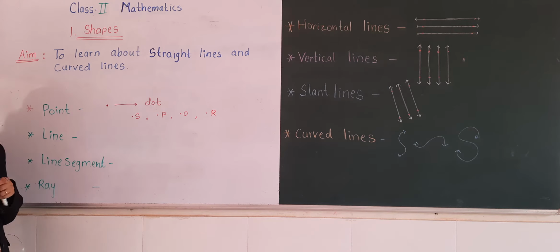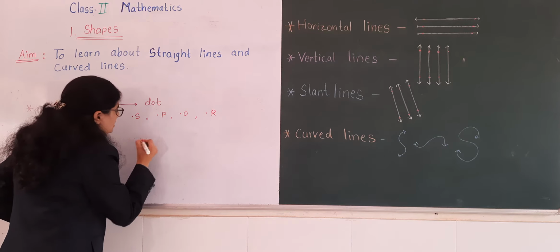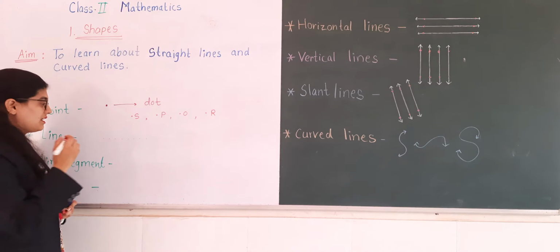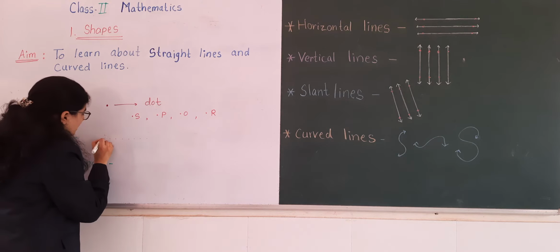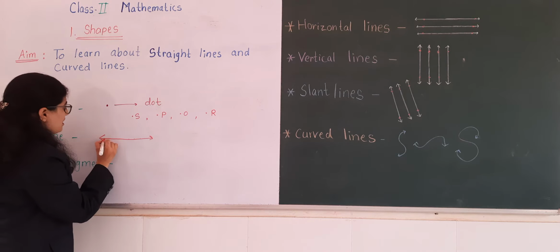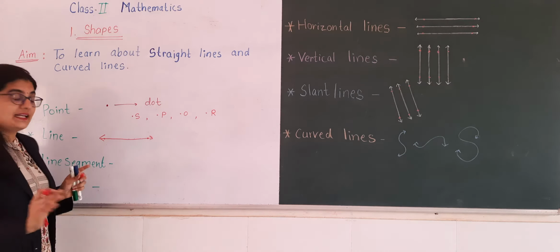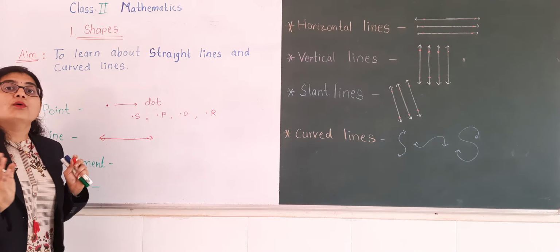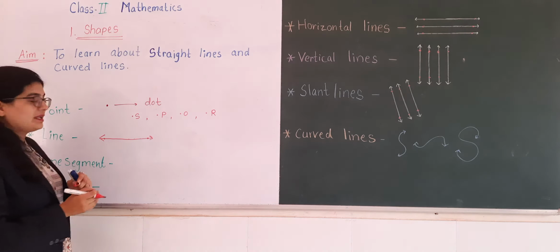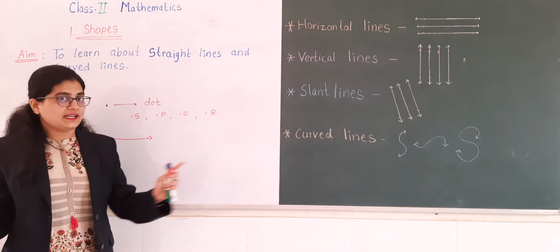Now, we have the next one, line. What is a line? Yes, well, when many points are placed very close to each other, they form a line. Okay, this line has no ends. It can extend on both ends. It has no limit, and no particular length. It can extend on both sides.